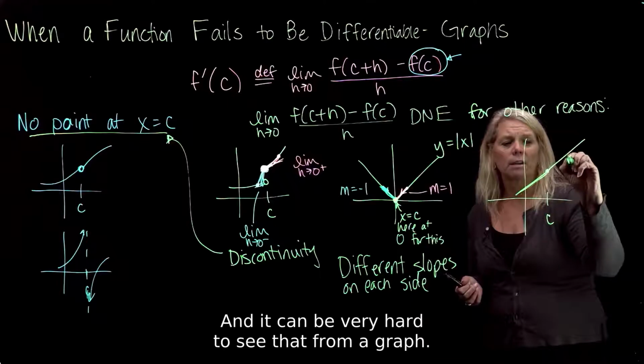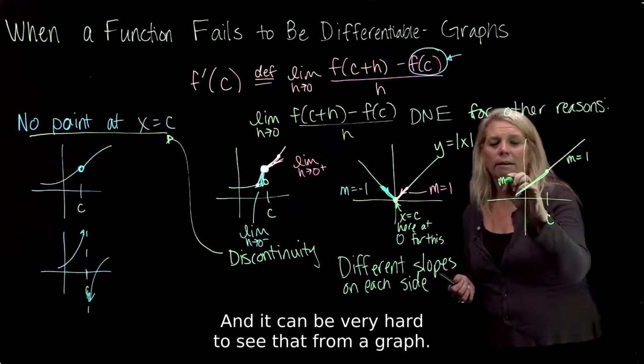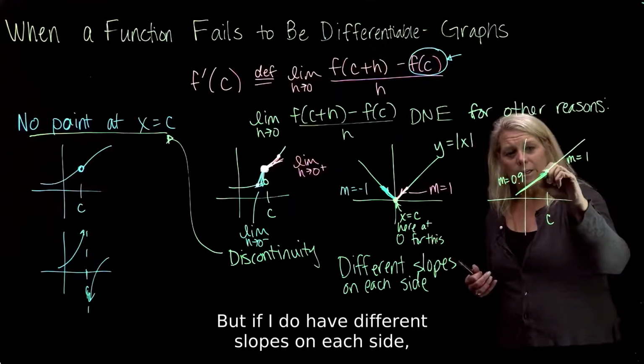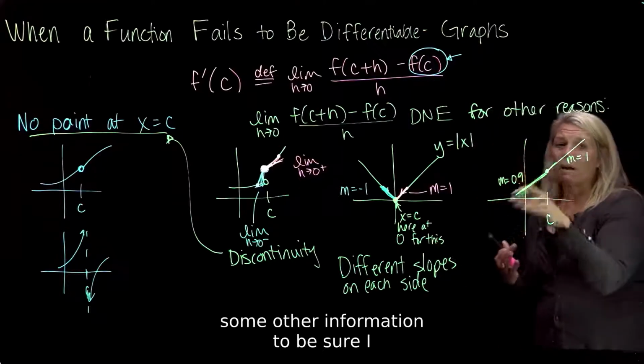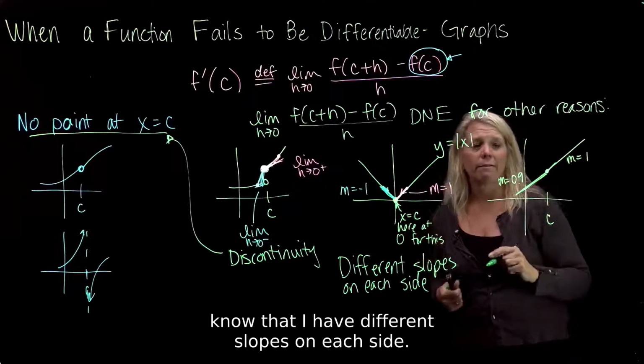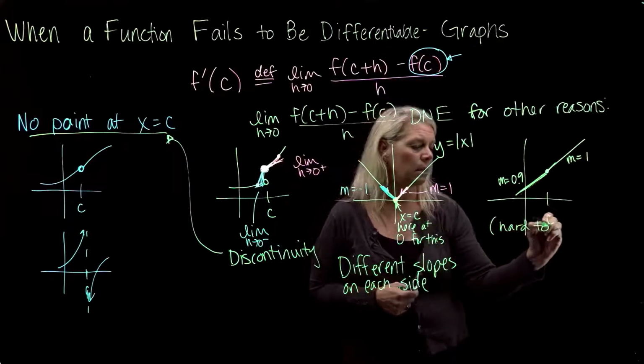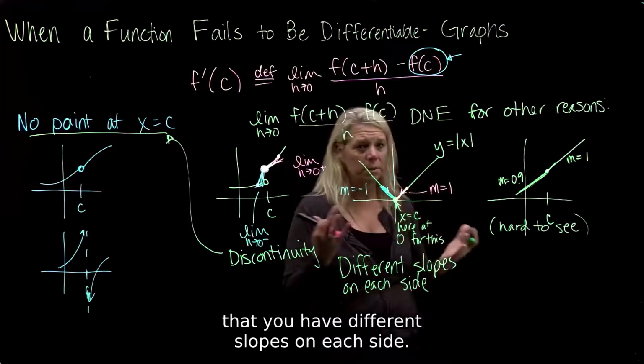And it can be very hard to see that from a graph. If I do have different slopes on each side, I would need an equation or some other information to be sure I know that I have different slopes on each side. So this can be hard to see, that you have different slopes on each side.